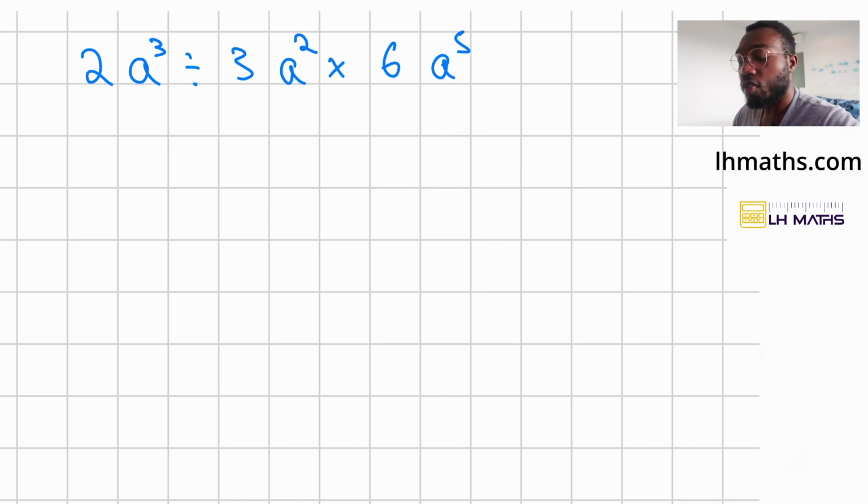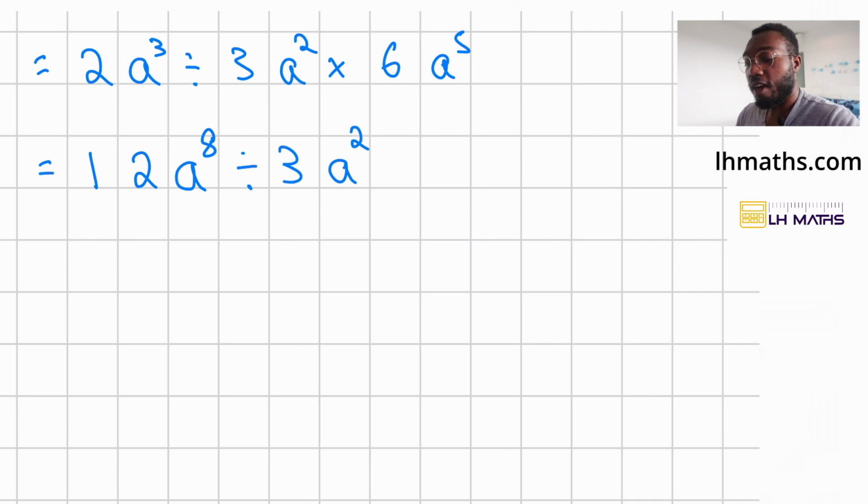Okay, so if I do the 2a to the power of 3 times the 6a to the 5, then 2 times 6 is 12. A to the power of 3 times a to the power of 5 is a to the power of 3 plus 5. So that would be a to the power of 8. And then we still need to divide by 3a squared. So now if we do that, well, 12 divided by 3 is 4. A to the power of 8 divided by a squared means that we need to subtract the indice values from each other, which means it will be 4a to the power of 6.